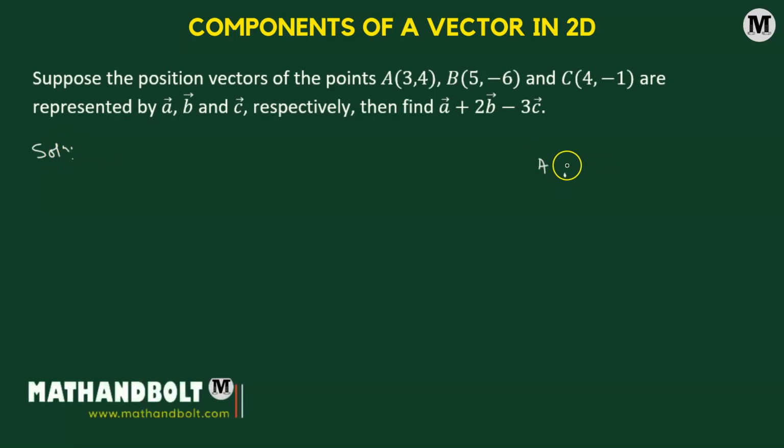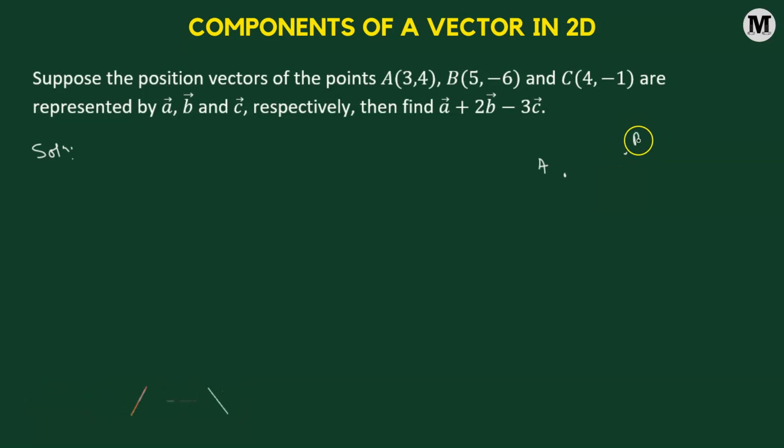Here we will be considering 3 points, point A, point B and point C. A has the coordinates 3, 4. Then we have the coordinates of point B as 5, -6. C has got the coordinates 4, -1. We'll also be considering another point O, which is going to be the origin of some coordinate system with respect to which we are measuring A, B and C.